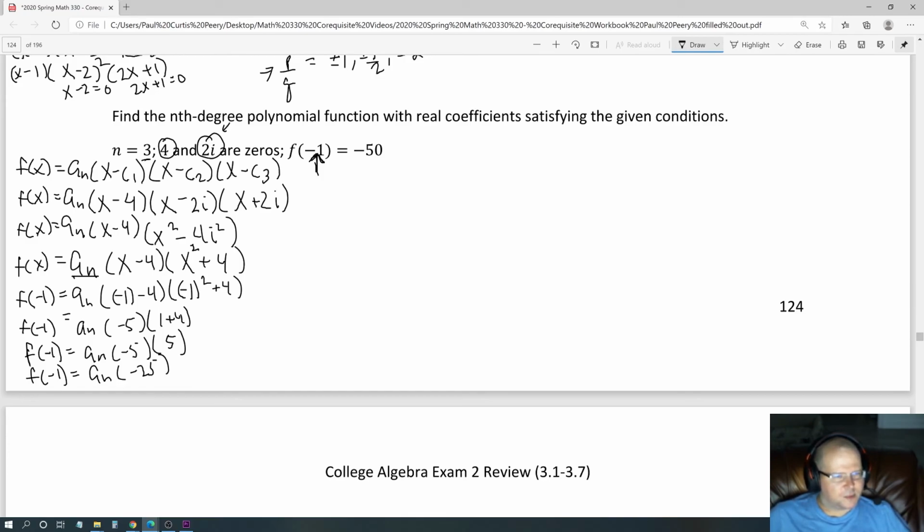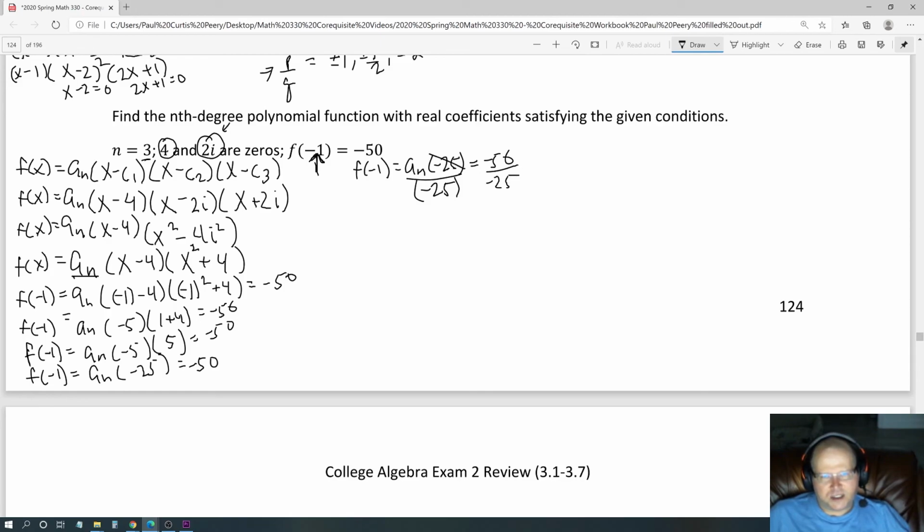Okay, now I should have written at this point that this whole thing is equal to negative 50. So at this point right here, we're at f of negative 1: an times negative 25 equals negative 50, and the way we solve for it is we divide by negative 25. How do you undo the multiplication of an by negative 25? You divide by negative 25. And whatever you do to one side, you do to the other, which gives me an is equal to a positive 2.